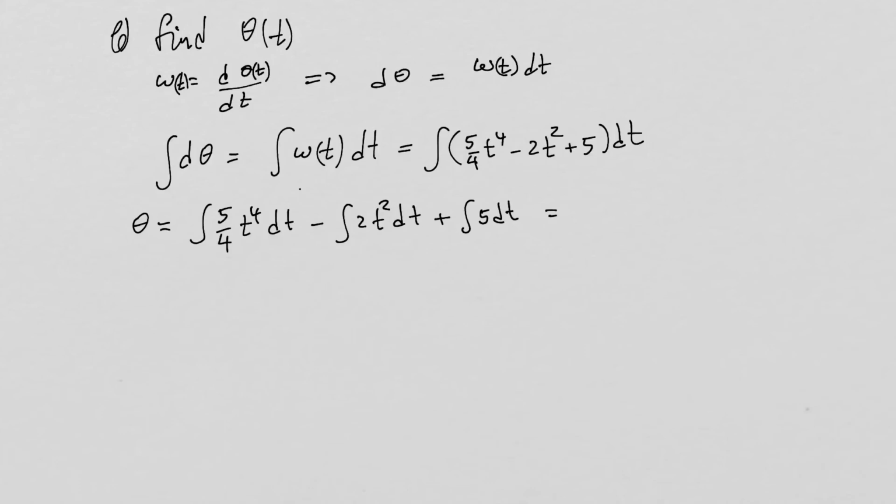So theta is equal to an integral of 5/4 t to the fourth power dt minus an integral of 2 times t to the second power dt plus an integral of 5 times dt. And when you do the integrals, you would get 5 t to the fifth power divided by 4 times 5, minus 2/3 t to the third power, plus 5t, plus another constant, let's call it constant 2.